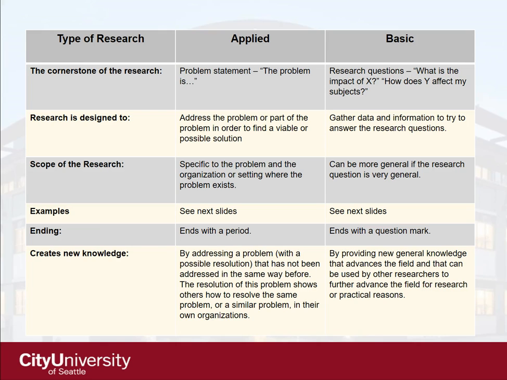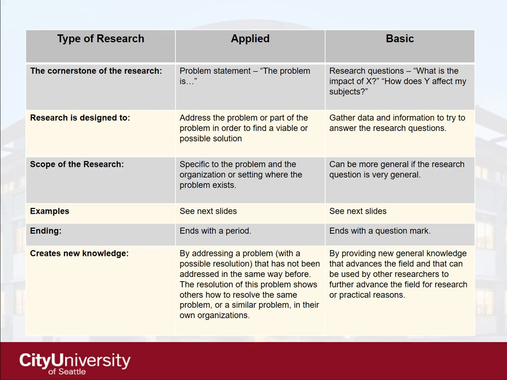In applied research, the research is designed to address the problem, whereas in basic research, it's just to know more stuff, to gather data and information to try to answer the research questions. The scope of the applied research is specific to the problem or setting. In basic research, it can be more general if the research question is general. So what's the impact of television on adolescent minds? That's basic research. Examples end with a period or end with a question mark.